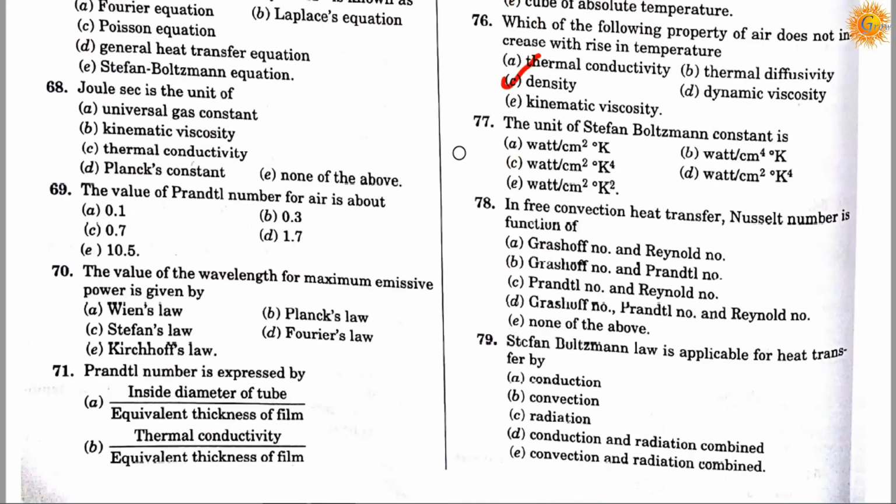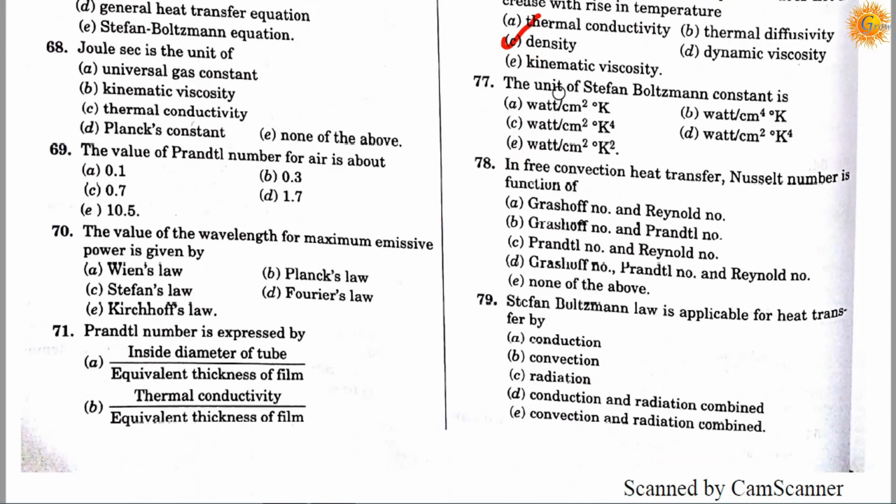Question number 77. The unit of Stefan Boltzmann constant is: option A, watt per centimeter square degree Kelvin; option B, watt per centimeter power 4 degree Kelvin; option C, watt per centimeter square degree Kelvin power 4; option D, watt per centimeter square degree Kelvin power 4; and option E, watt per centimeter square and degree Kelvin square. So the correct answer is D. Unit of Stefan Boltzmann constant is watt per centimeter square degree Kelvin power 4.